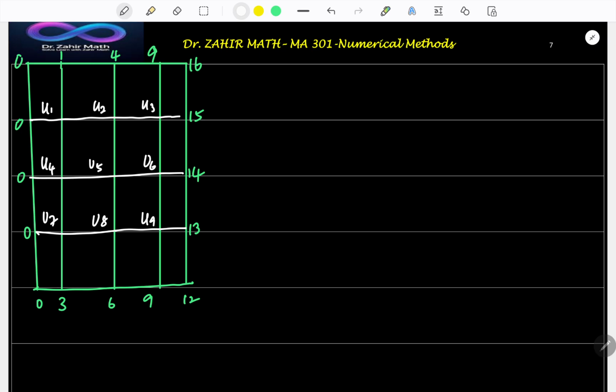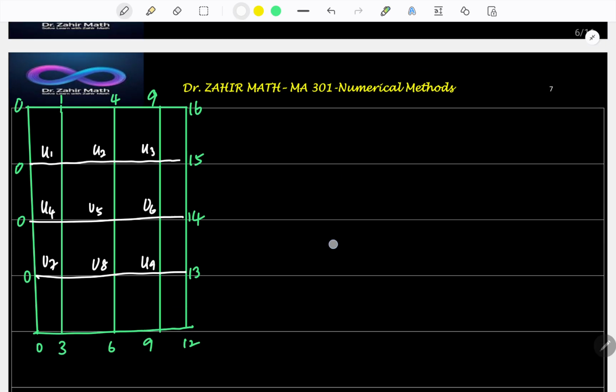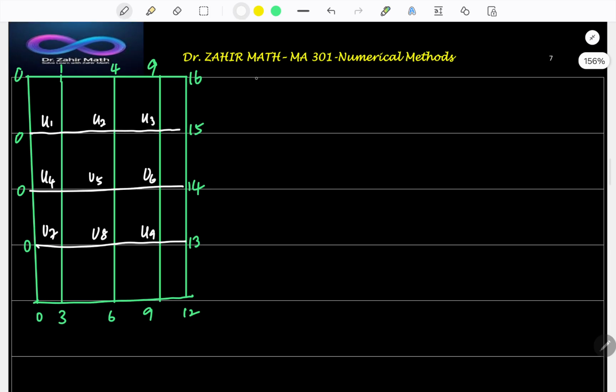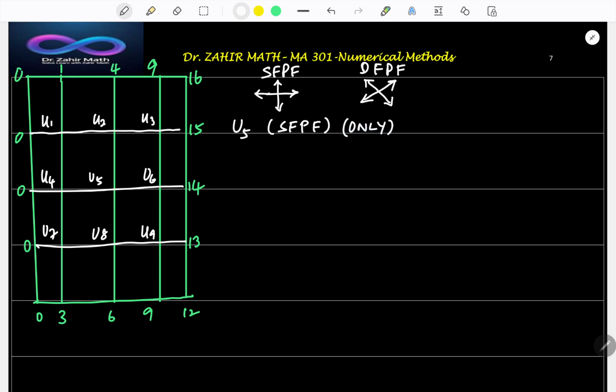Now I'm going to introduce two formulas. One is the SFPF, standard 5-point formula, and the other is the diagonal 5-point formula. Standard means remember this plus mark. Diagonal means remember this cross mark, so that it's easy to remember. Now I'm going to give you the procedure. Step number 1 is u5. You're going to find it using the standard 5-point formula only. It must be clear.